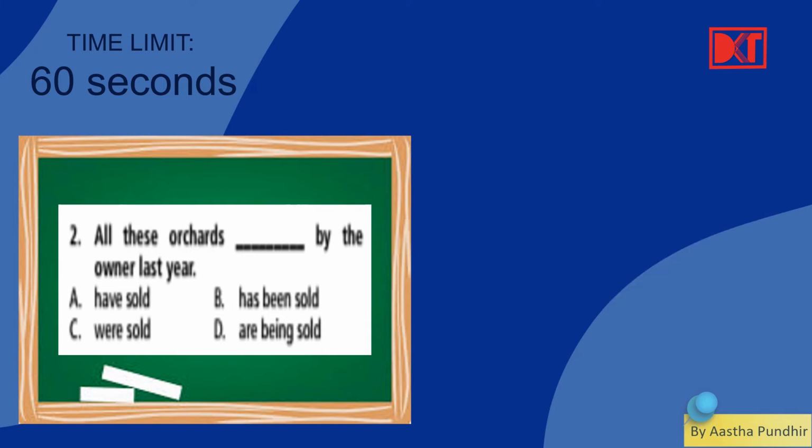Alright, here we have: all these occurs dashed by the owner last year. Have sold, has been sold, were sold, or are being sold. Now all of these options have the V3 form of sell, which is sold. But here the correct answer is, something that has happened last year. So all these occurs were sold. This has happened in the past. They were sold by the owner last year. Others, you know, have sold, has been sold, these are all variants of the present form.